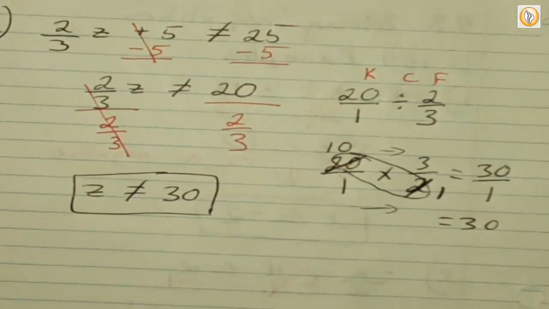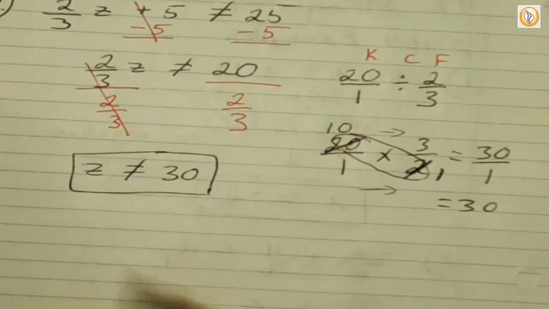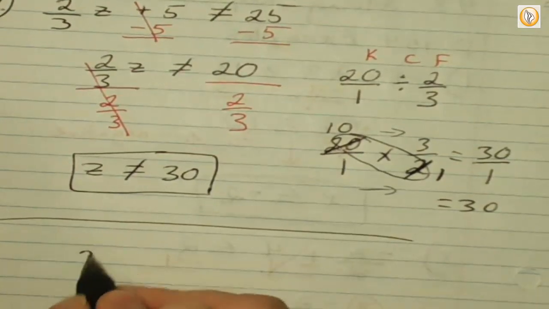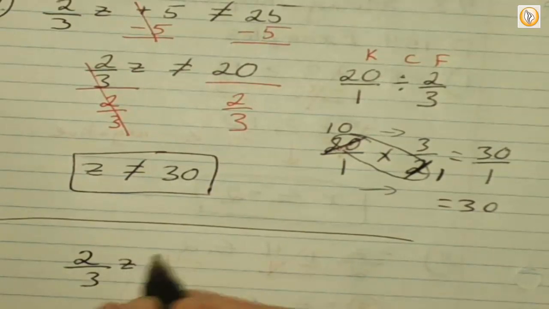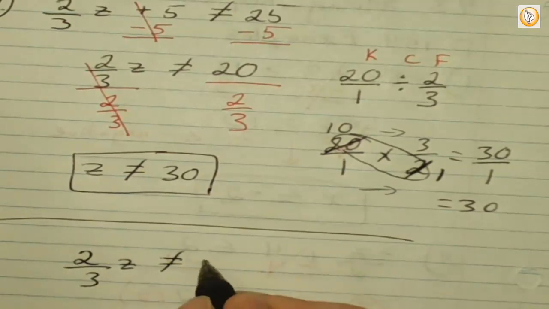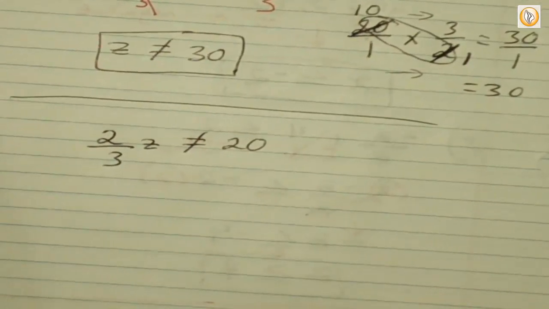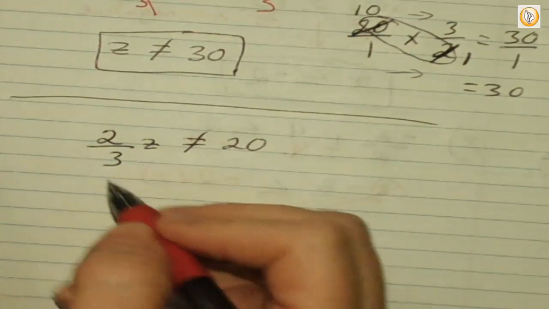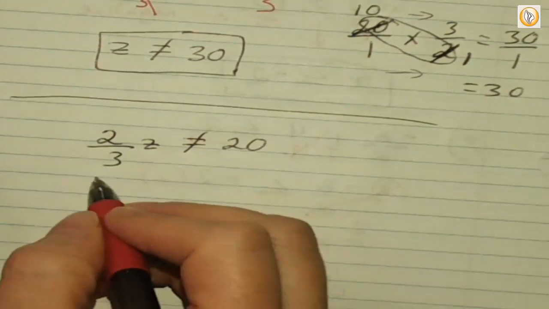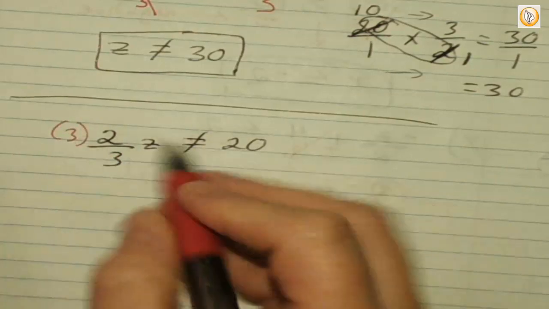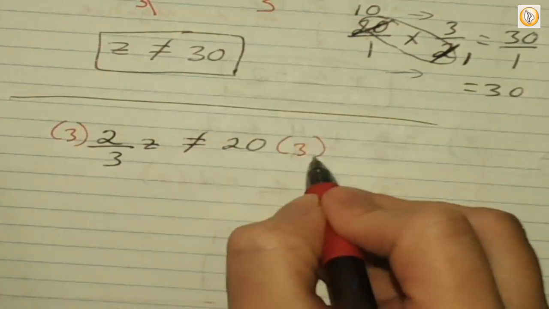Any questions? Yes. I made a mistake by getting rid of the denominator first, but I still got the same answer. Okay, so let's go back to 2/3 z does not equal 20. So what they're saying they did is they got rid of the denominator first. So what did you do? Multiply both sides by 3. Because after all, we are multiplying right there.